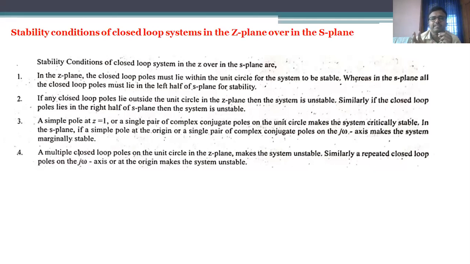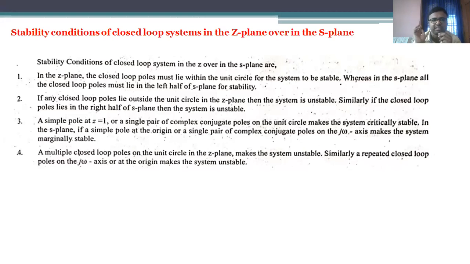Whereas coming to the s plane, if the pole of a closed loop transfer function in the s domain lies on the j omega axis, that is on the y axis, then that system is called marginally stable in the s plane. Okay, this is the third condition.